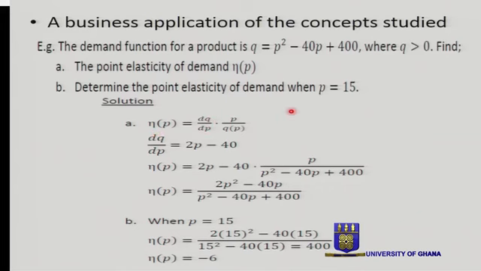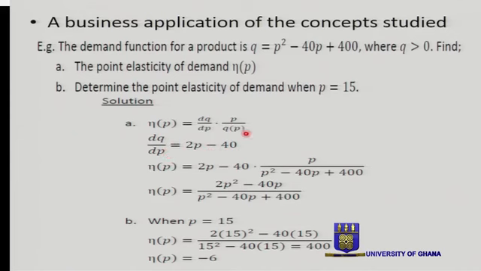So let's take this and see. Now, if I differentiate p squared minus 40p plus 400, let's start from the easy one. P squared, this becomes 2p, isn't it? Now, minus 40p, this becomes 40. Then plus 400. 400 is a constant. It carries no variable. And so if you differentiate the constant, what happens to it? It goes away. So I end up having 2p minus 40. This portion makes up my dq dp.